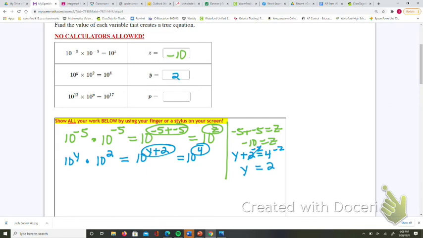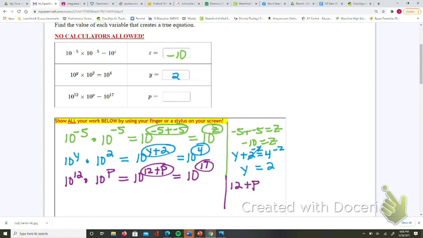Okay, number 3. 10 to the 12th times 10 to the p equals 10 to the 12 plus p equals 10 to the 17. So 12 plus p has to equal 17. Okay, what's happening to the p? It's being added by 12, so we have to minus 12. 12 minus 12 is 0. P equals 17 minus 12 is 5.